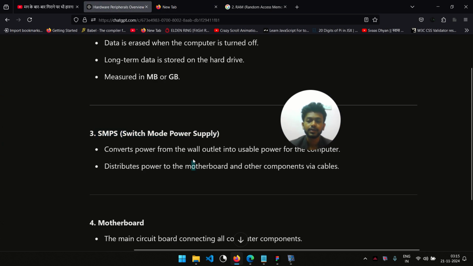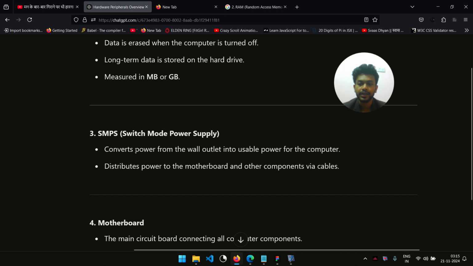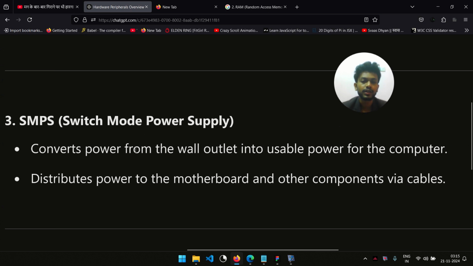Third is SMP. Switch mode power supply converts power from wall outlets into usable power for the computer. What does it mean? It distributes power to the motherboard and other components via cables. We'll look for cables in the pictures. Basically it supplies power, SMPs, like power supply.